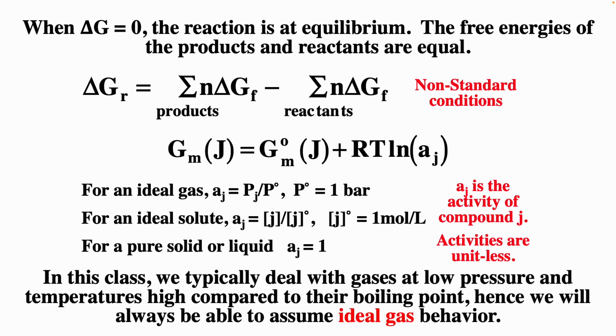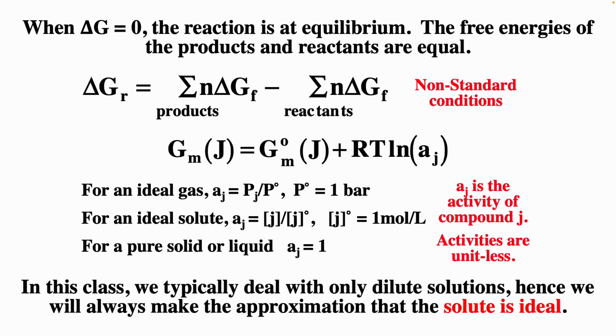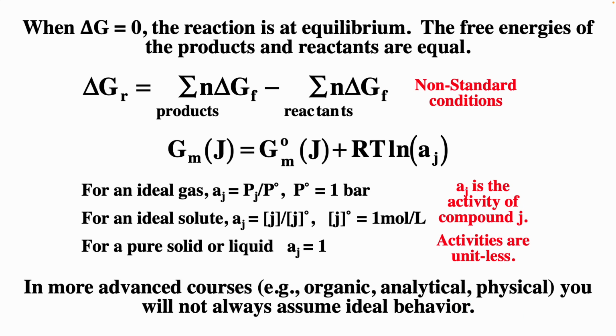So in this class, we typically deal with gases at relatively low pressure, and temperatures high compared to the boiling point. Hence, we'll always be able to assume ideal gas behavior in this class. We'll also deal with only dilute solutions, hence we always make the approximation that the solute is ideal. Now in more advanced courses, organic, analytical, physical, you may not always make that assumption, and you'll see that the activities are not just going to be equal to the partial pressure or the concentration. And for solids and liquids, sometimes you'll see the activity is not equal to 1 if you're in more advanced courses.